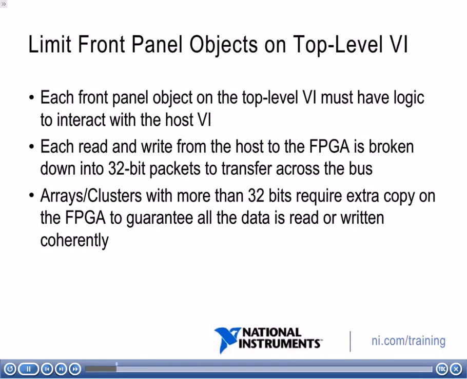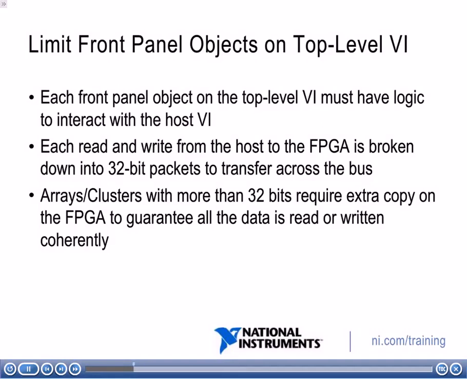Okay, so let's talk about limiting front panel objects on a top level VI. Each front panel object on your top level VI must have logic to interact with your host VI. So every control, every indicator is going to consume a decent amount of FPGA resources because it's going to have to implement logic on the FPGA to be able to send that information from the FPGA to your host. So the fewer front panel objects that you have, the more resources you'll save. In general, only put controls and indicators on your top level front panel, and limit them to only the ones you need.